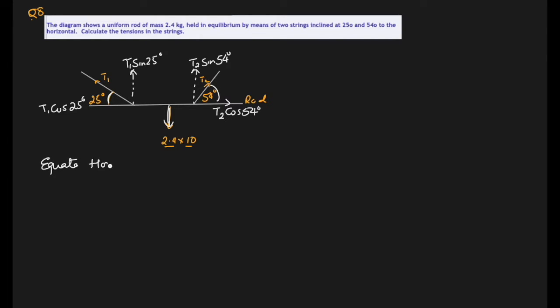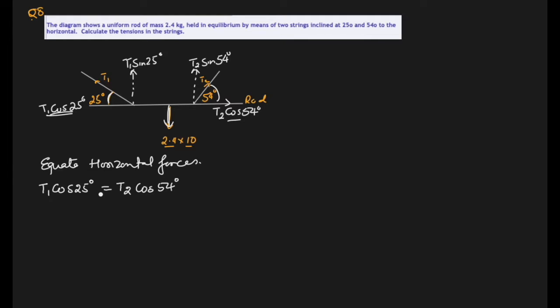So equate horizontal forces. If this force was not there, this force would take this rod to the right side. But because they are balancing each other, they have to be equal. T1 cos 25 degrees is equal to T2 cos 54 degrees.